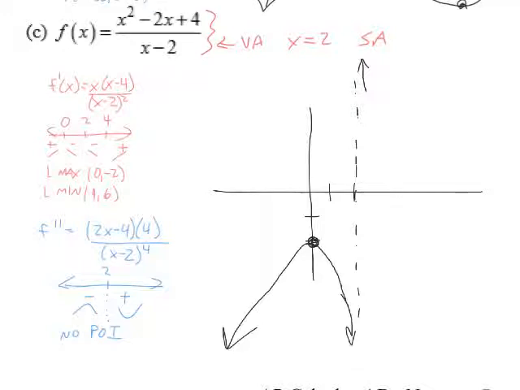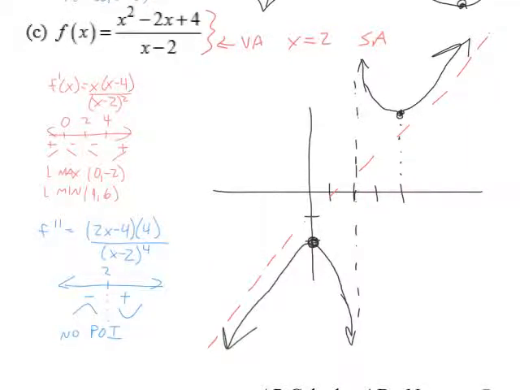And then on the right side, we have a minimum at (4, 6). 1, 2, 3, 4, 5, 6. There's our minimum, and we are all concave up on that side, so we probably come down and do something like that. If we went back and did the long division, we could actually find where exactly this slant asymptote is, but it adheres to that slant asymptote.